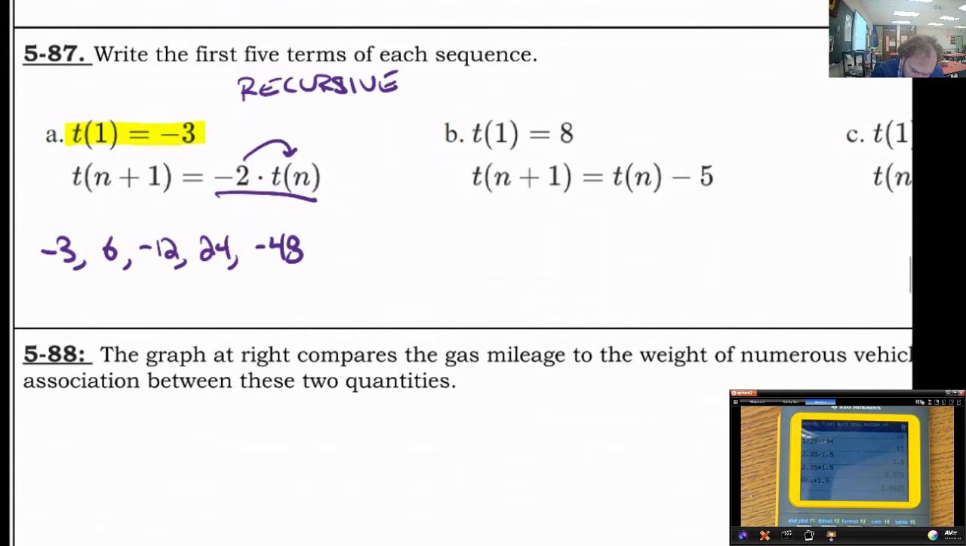The next one starts with 8. That's the first number. And the pattern here is you're going to be subtracting 5. Take the current term, subtract 5. So this is 3, negative 2, negative 7, negative 12, and so on. There you go.